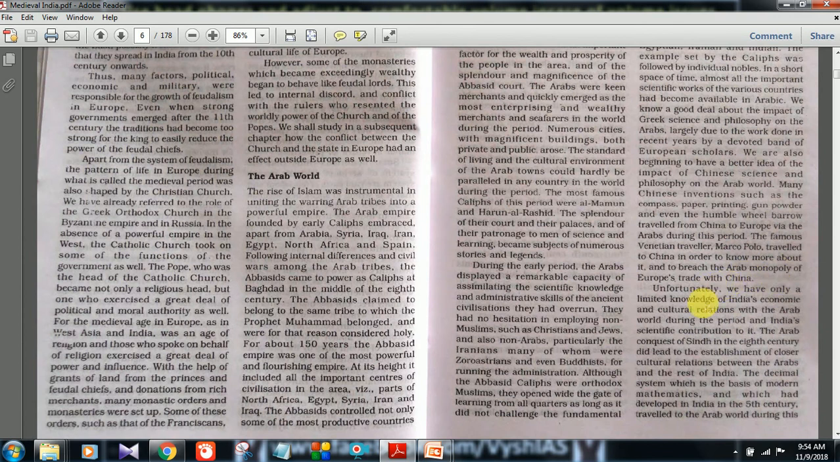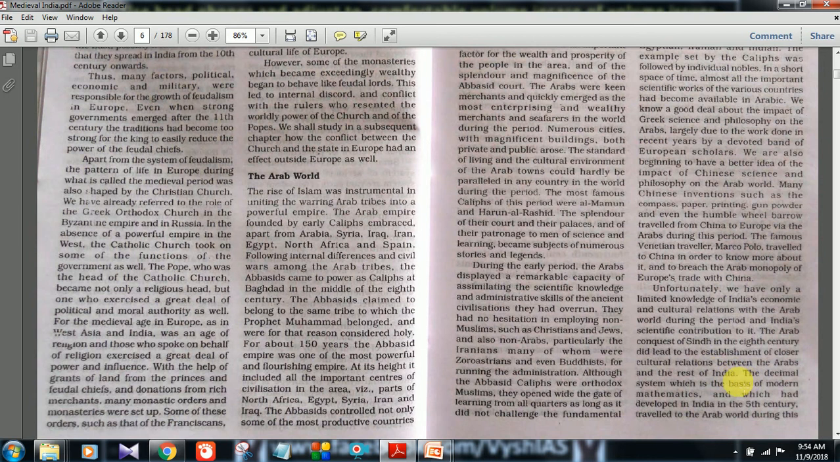Unfortunately, we have only limited knowledge of India's economic and cultural relation with the Arab world during the period and India's scientific contribution to it. So for this 8th to 10th century period, very limited knowledge is there. We don't have many sources. The Arab conquest of Sindh in the 8th century did lead to the establishment of closer cultural relations between the Arabs and the rest of India.